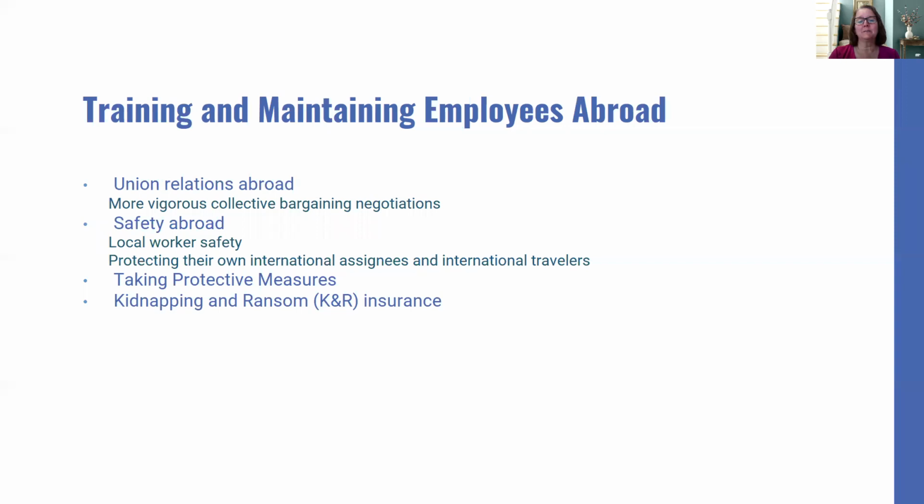So firms opening subsidiaries abroad face differing union management relations practices among countries and regions. Managers should steel themselves to more vigorous collective bargaining and negotiations abroad than they may be used to in the US. Employers need to address at least two matters in developing their international safety policies and practices.